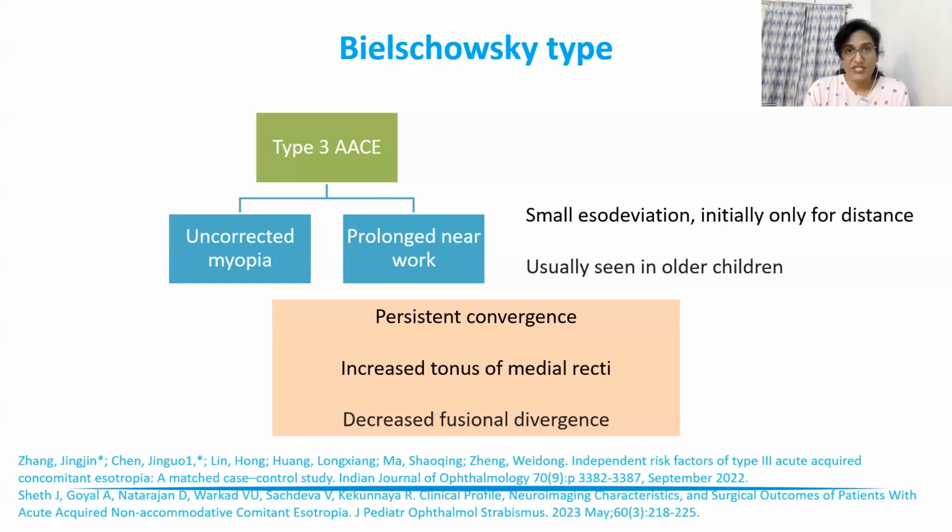But initially, for near, the child would be ortho, and for distance, when the child would have to use the divergent forces, the child would not be able to because of that persistent convergence and the increased tone of medial recti. So initially, manifestation would be a small amount of eso deviation because of the convergence for distance.